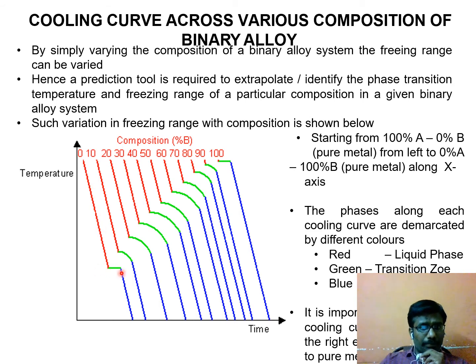At some constant temperature, the liquid is converted to solid. So this is for a pure metal. Now you take 10% of B, 90% of A. During slow cooling, at this point the freezing, the solidification, will begin. Slowly the solid particles will increase, and at this temperature the entire liquid converts to solid. Like this we have the various compositions.